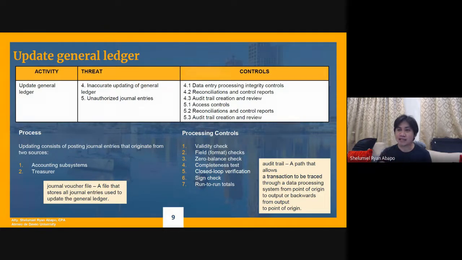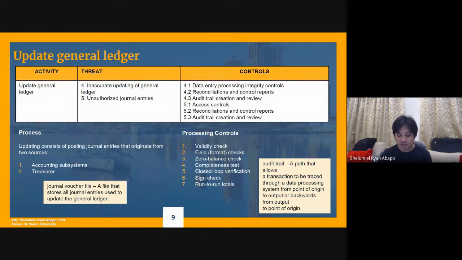The sixth one, class, will be the sign check, where once the general ledger account balance is updated, you verify that the balance is of appropriate nature, whether debit or credit. And the last processing control would be the run-to-run totals, which is to verify the accuracy of the journal voucher batch processing.